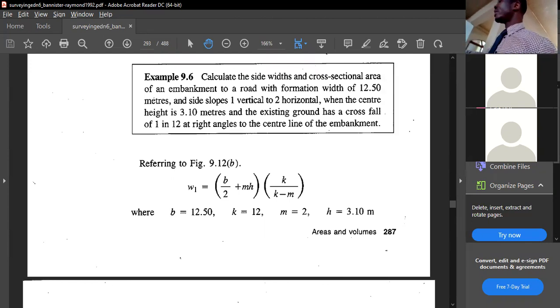This doesn't have a unit. Put it in your mind. Okay, and then we calculate it. Now take note that this formula, depending on whether you are cutting or embanking, changes slightly. Is that okay? So take note of that.